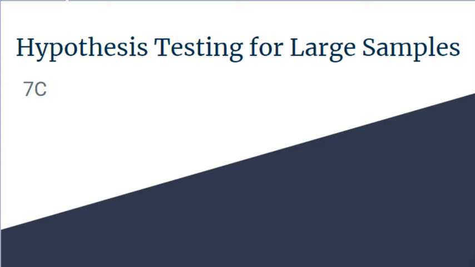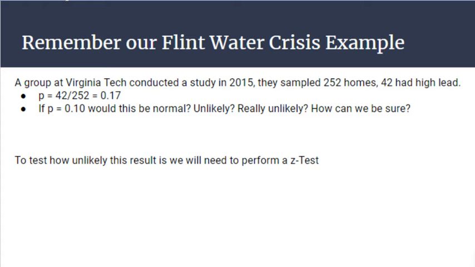Okay, so remember we had our Flint water crisis example, and they did a study and they found that 17% of homes had high lead. So if the true proportion was 10%, because that was our null hypothesis, assuming that is true, how likely is it that I would get a proportion of 17% in my sample? To test how unlikely this is, we're going to do a z-test.